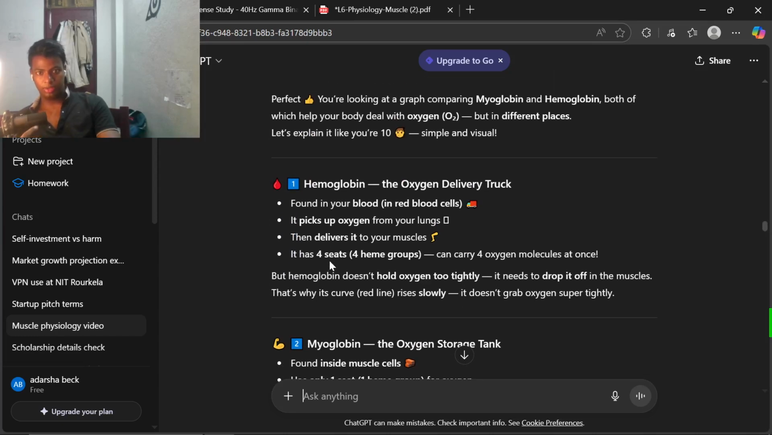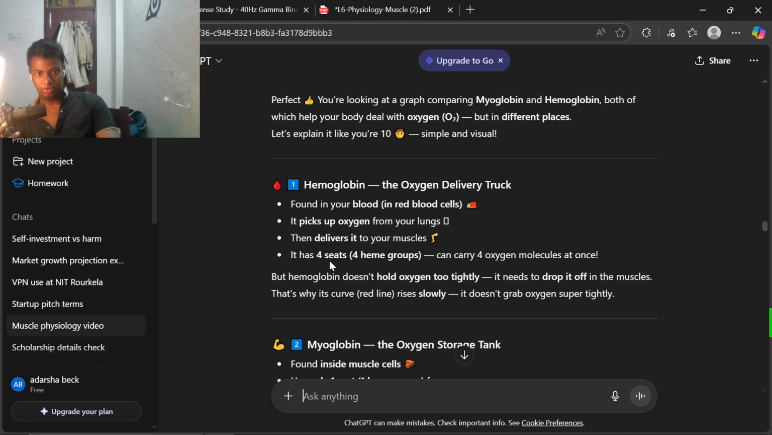So hemoglobin is an oxygen delivery truck, you could say. It's an oxygen protein found in blood, especially in red blood cells. It picks up the oxygen from the lungs, then delivers it to your muscle. That's what it does. The point is, it has four heme groups, which can only carry four oxygen molecules.